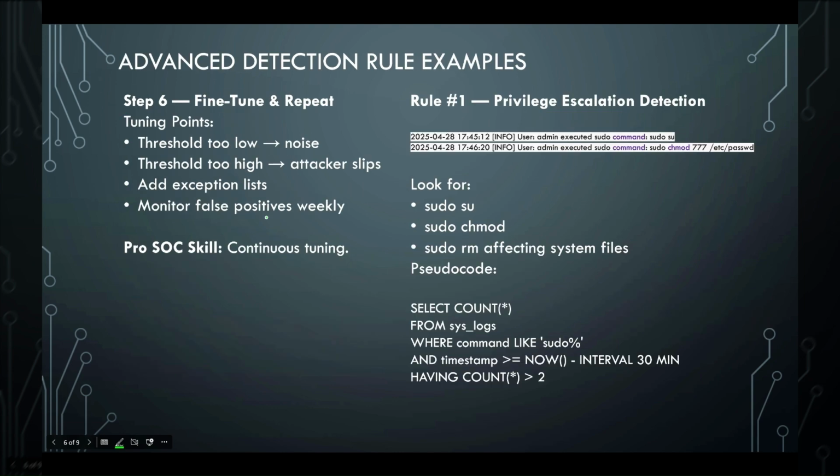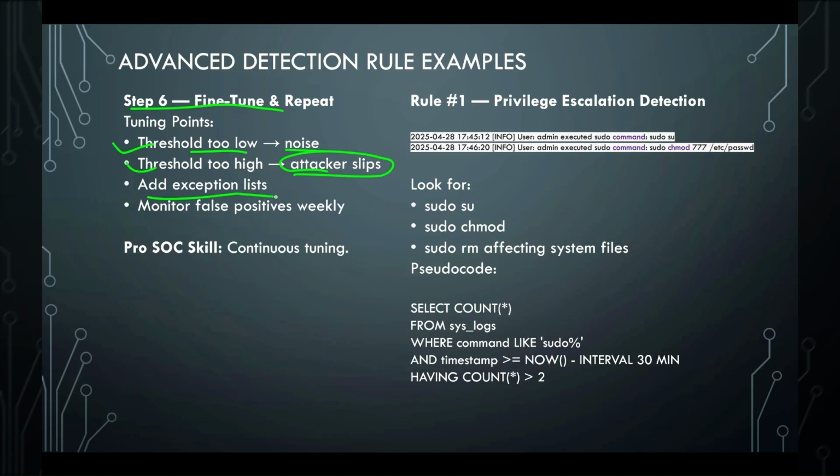Next we have step number 6, fine tune and repeat. Creating a detection rule is not a one time job, it is an ongoing process. As attackers evolve and find new ways to bypass security systems, you will need to tune your rules regularly, look for false positives, adjust thresholds, and introduce new patterns to stay ahead of attackers. If the threshold is too low, you get noisy alerts; if the threshold is too high, you can miss the attacker. So you need to create a real logical rule which works for you.